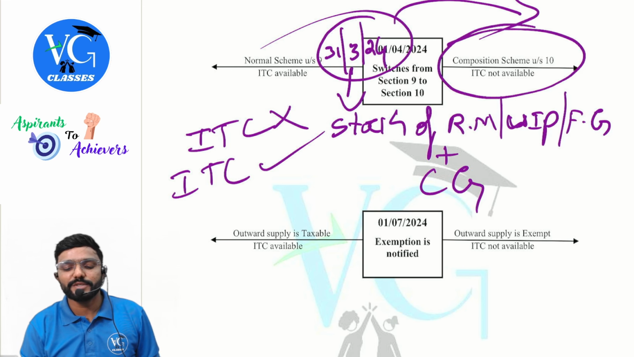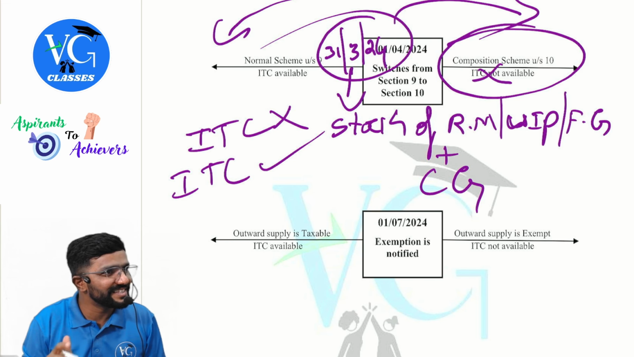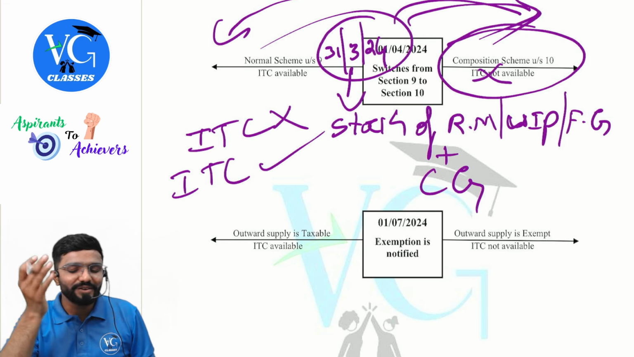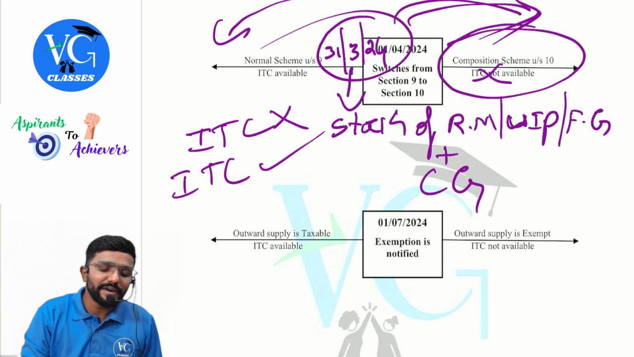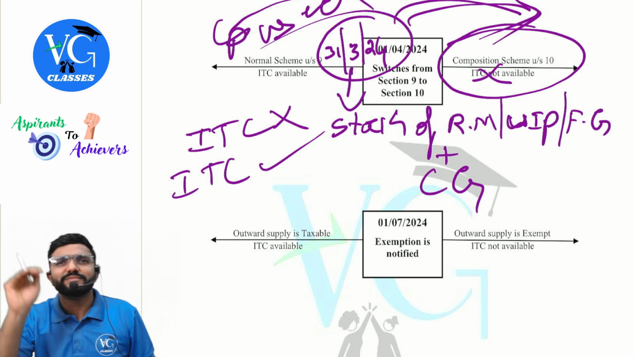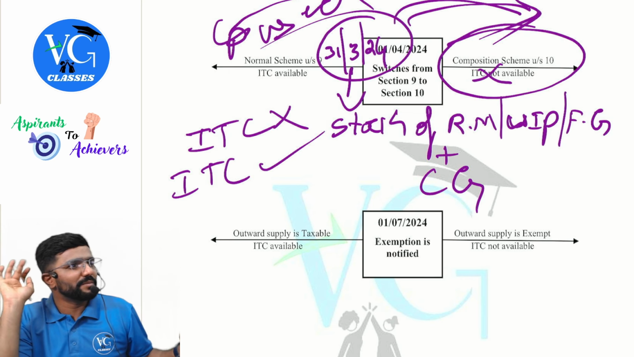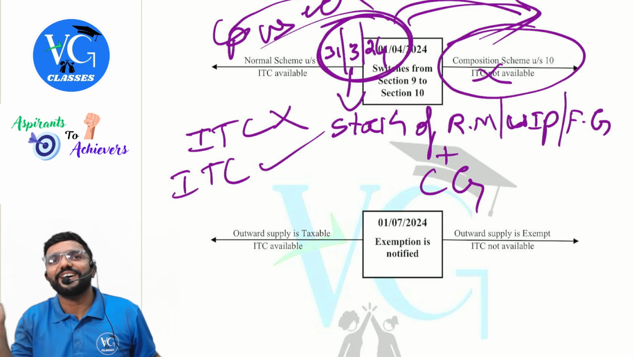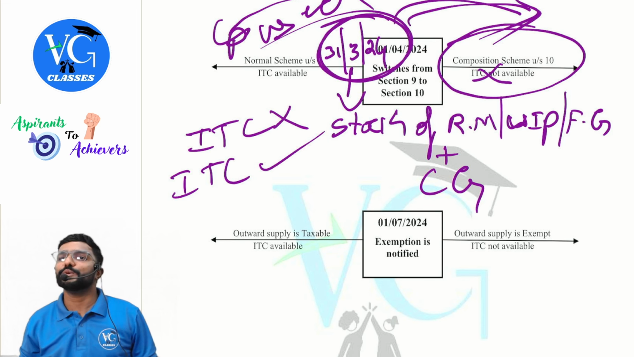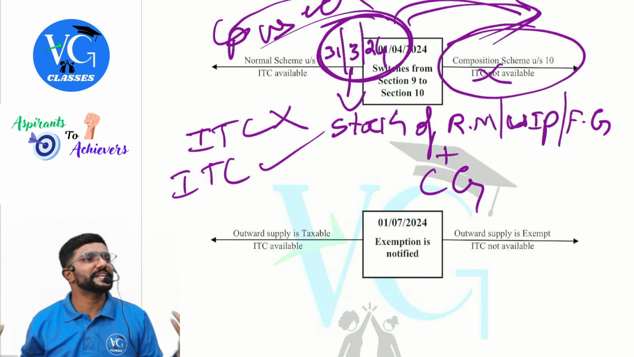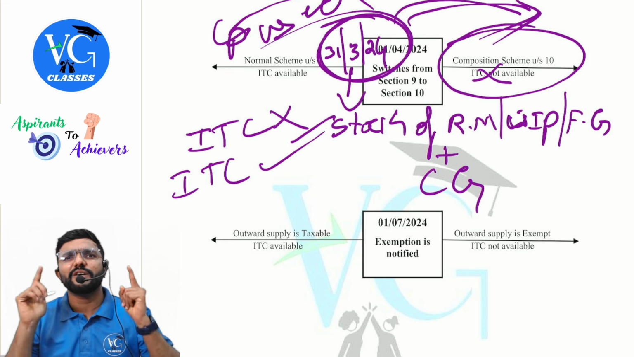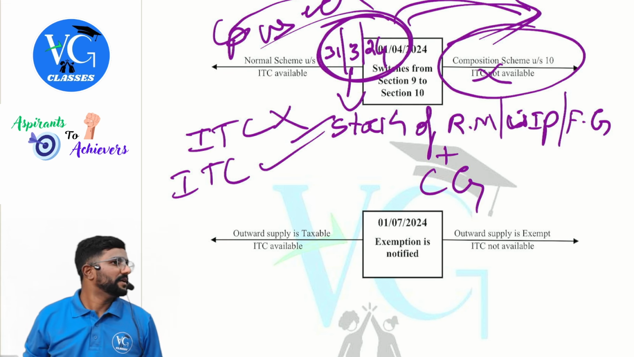Because when you use it under composition scheme, you cannot claim ITC. You had purchased it before. You already claimed ITC. But when will you be using it? On or after 1st April. Why so? Because you are having it as a stock. Sir, what if I already purchased and used also? No problem. You already claimed the credit, no problem. But you are having it as an inventory on 31st March. When will you use it? On or after 1st April, when you are under a composition scheme, where the credit is blocked. So if it is on raw material, WIP, finished goods, whatever credit you already claimed, reverse it.